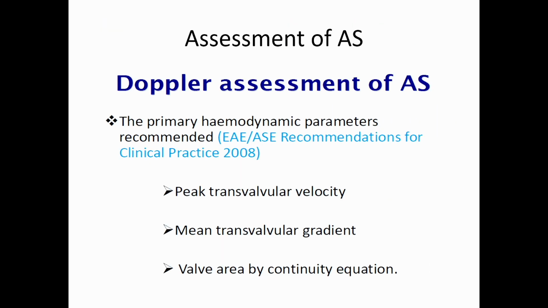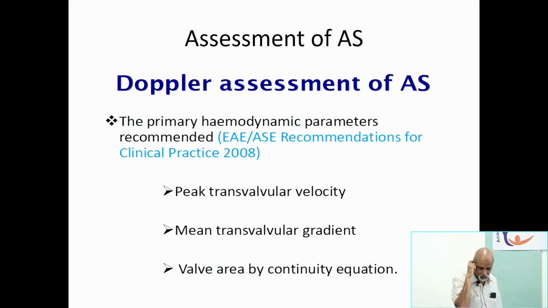So the Doppler assessment of the aortic valve, which we will see. The structural part we will see at the end, when we look at the various locations, short axis and long axis. But let's go quickly through the Doppler assessment. The primary hemodynamic parameters recommended by all the societies are the peak transvalvular velocity, the mean transvalvular gradient, because that's how you quantify aortic stenosis, and the valve area by the continuity equation. That is important because sometimes you can't get good views for planimetry, and this is the only way you can quantify the valve area.